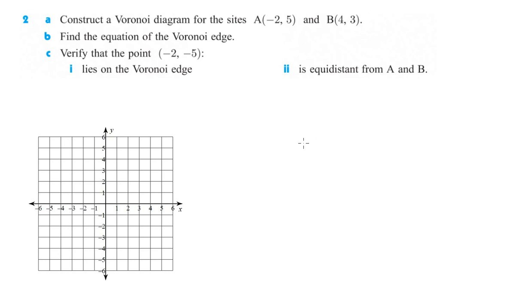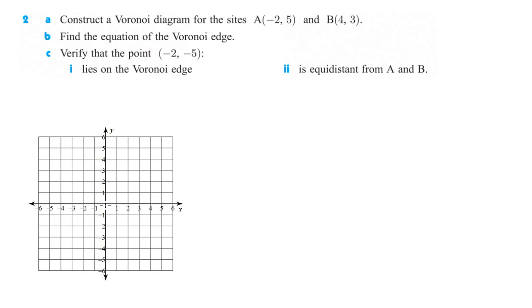I'm going to take you through some of the problems on the 17B Part 1 assignment. First one we're going to take a look at here is number 2. Construct a Voronoi diagram for the sites A and B. So let's do that first here, and then we'll get back to the second parts, B and C.